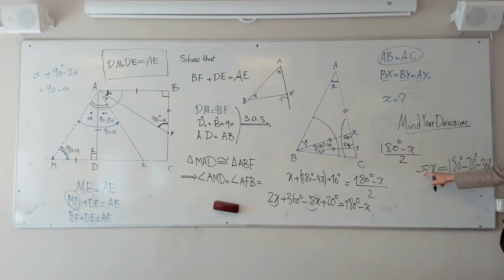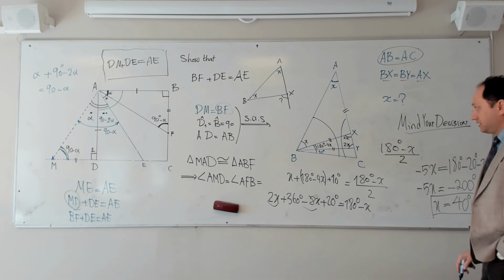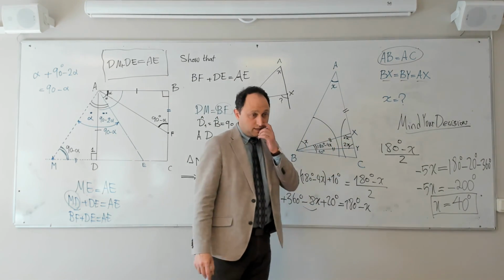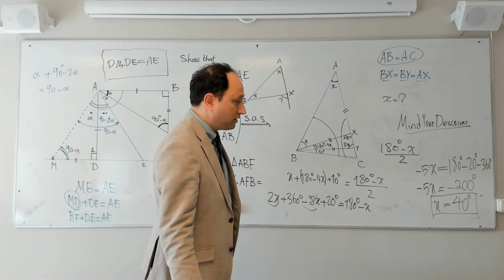Hopefully I have done everything right. So it becomes minus 5x. 180 minus 20 is 160. 160 minus 360 is minus 200. And then I am looking for x, so I have to make x alone. I divide by minus 5. It becomes exactly the answer in the back of the book. At least I don't consider this a coincidence, because the answer in the back is 40, and I was able to get the 40. So you see that this, yes?